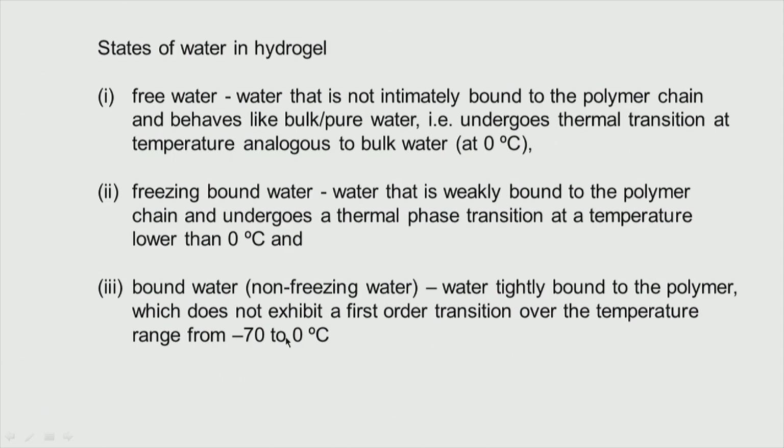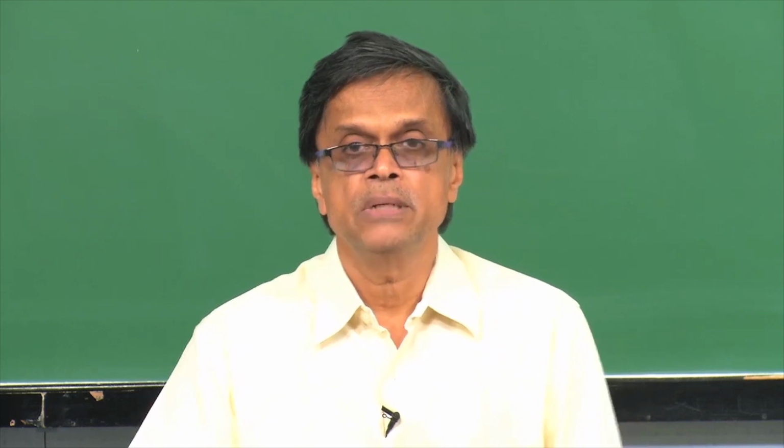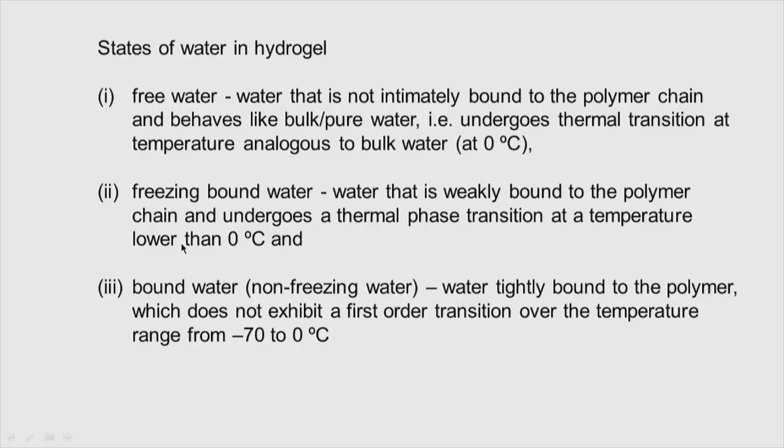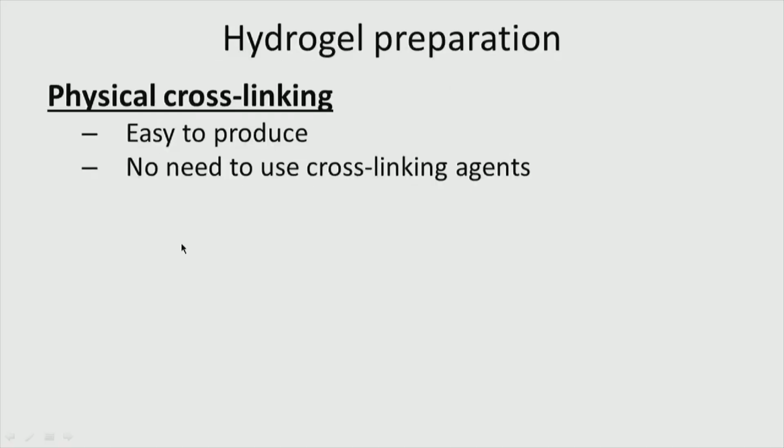Okay. So, materials which absorb water are not necessarily hydrogels, but materials which absorb water where the water is in these three different forms, we can call this a hydrogel. Now, how do you prepare these hydrogels? We can do it by physical cross linking or through chemical processes. Like I said, physical is easy to produce, with no need to use cross linking agents like glutaraldehyde or some other small molecules.